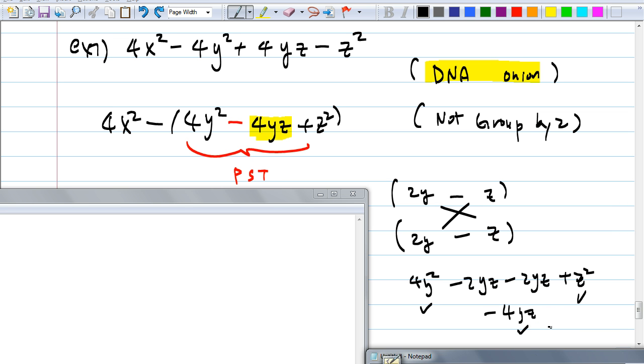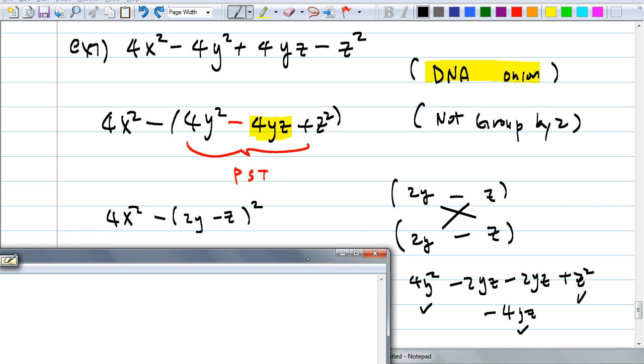Don't we get all three checks? 2y times 2y, you get 4y squared. z times z, you get z squared. 2yz times 2yz, negative, both of them. Don't I get negative 4yz? Okay, so I'm done right here, right? When I do this, I get 4x squared minus, parentheses, 2y minus z squared. This is a review, right? We did this one before. Am I not done?